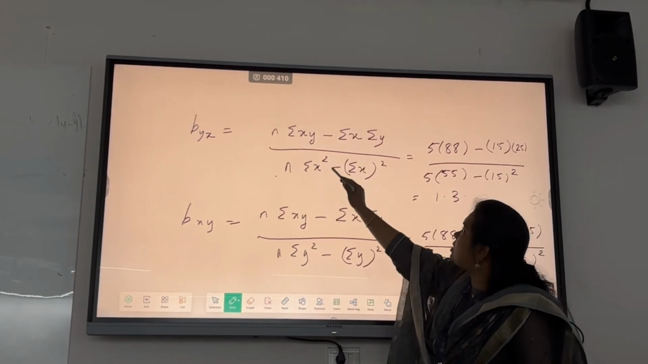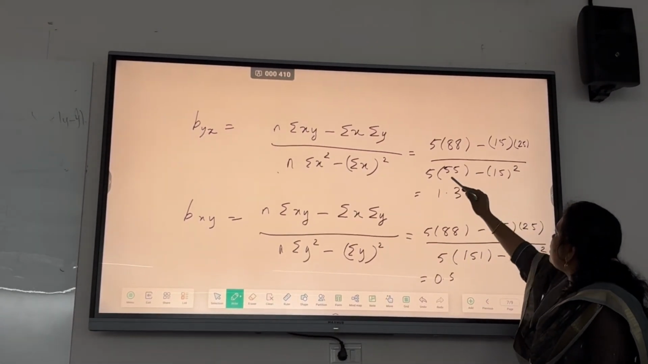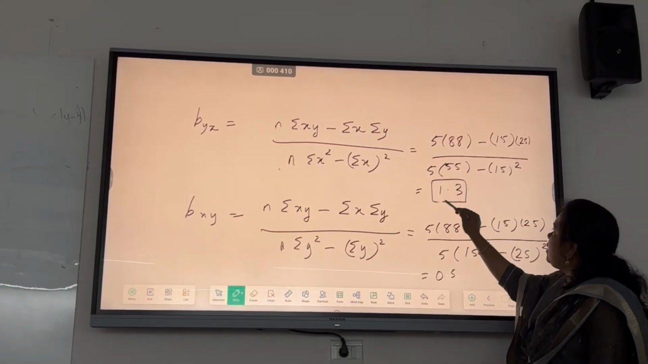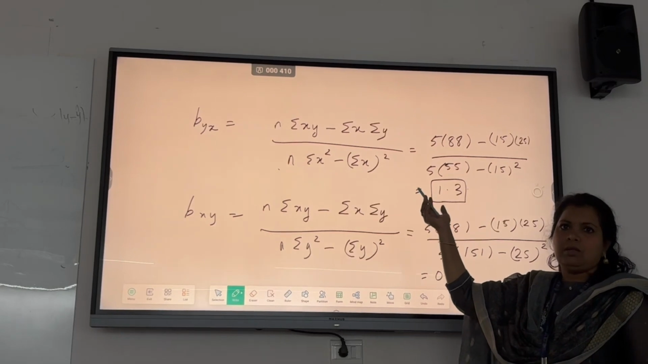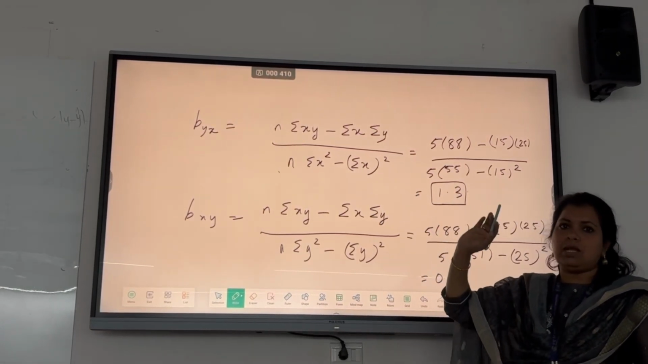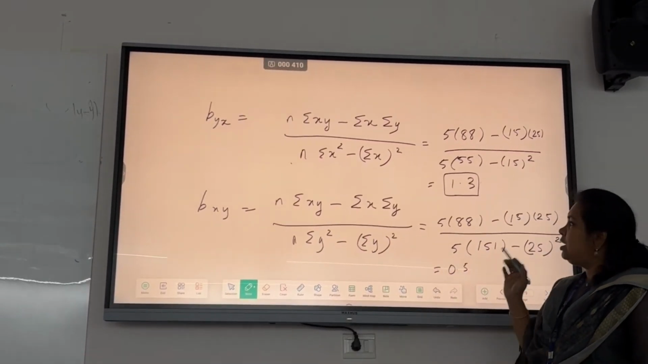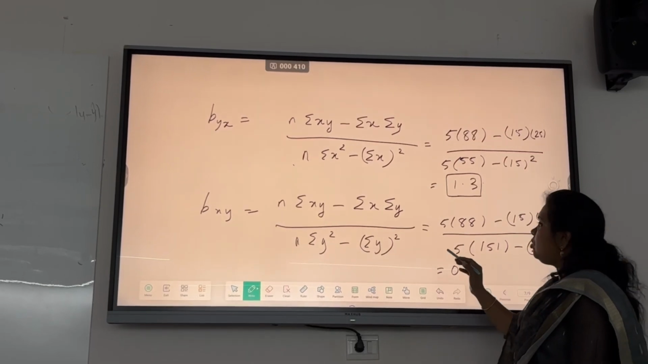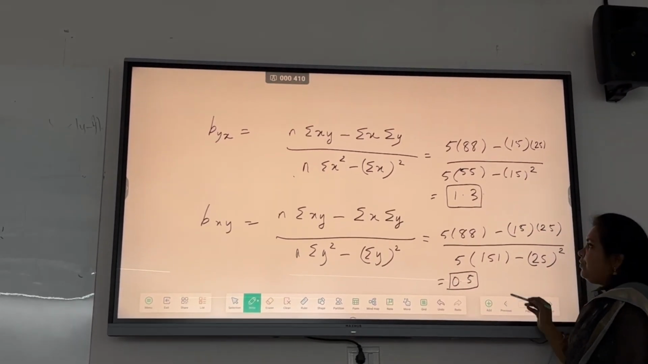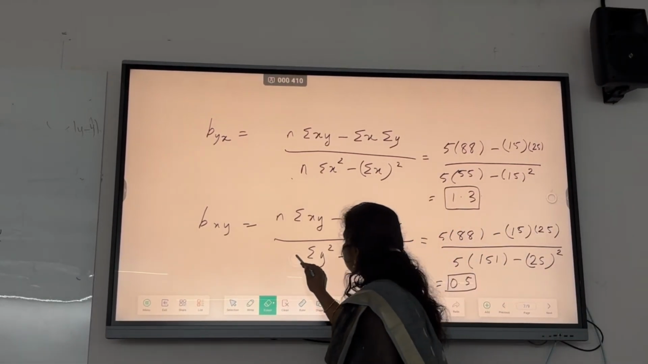So byx, what is the formula? Already we have calculated the values. Substitute all the numbers here and calculate the value as 1.3. Here we can get a number more than 1. But correlation coefficient is different from regression coefficient. So don't confuse with that. There it is correlation coefficient. Here it is regression coefficient. Similarly, we can find bxy here also, the value for this is 0.5.